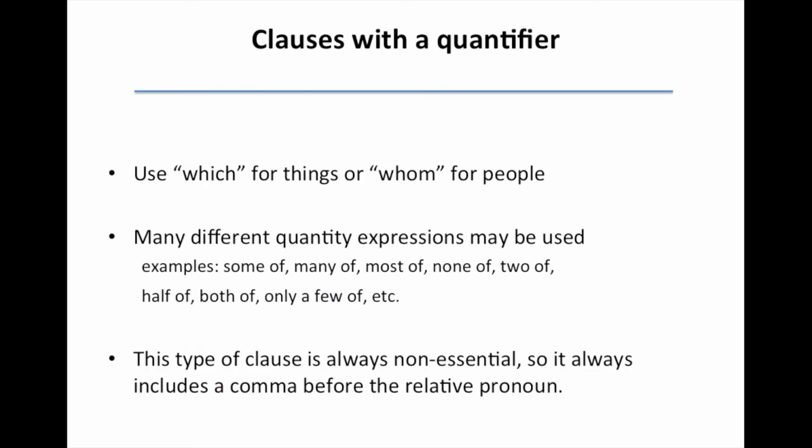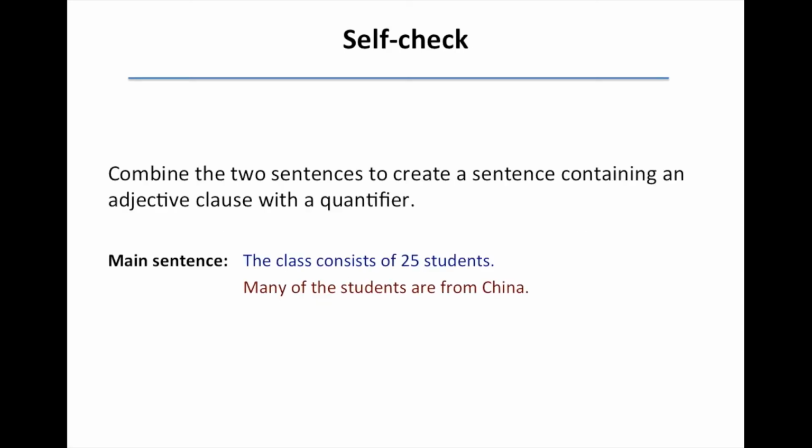Next are the clauses that use a quantifier or quantity expression along with the relative pronoun to express the amount or number of something. And these are always non-essential clauses which require the use of commas. The relative pronouns that you can use here are limited to which for things and whom for people because they have to be in object form to follow the preposition of. Check yourself on this example.